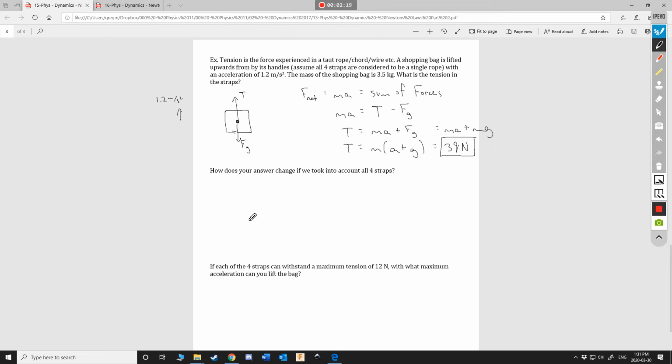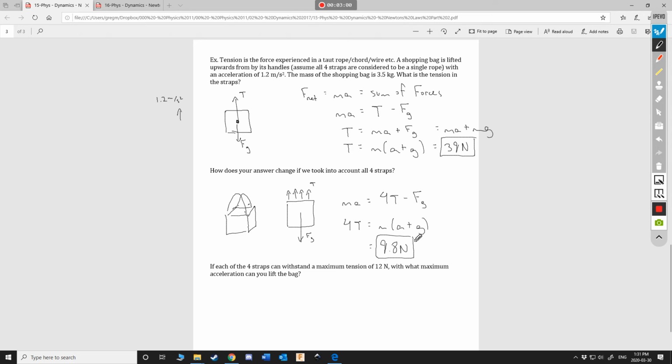Now in reality, when we have a shopping bag, there are usually those 4 straps: 1, 2, 3, 4 straps. If we were to draw a more realistic diagram, there are 4 T values and the force of gravity. So our equation would change to MA is equal to 4T minus FG. So 4T is equal to MA plus G. In other words, all we're going to do is divide that 39 newtons by 4 to find out how much force each individual rope is going to experience.